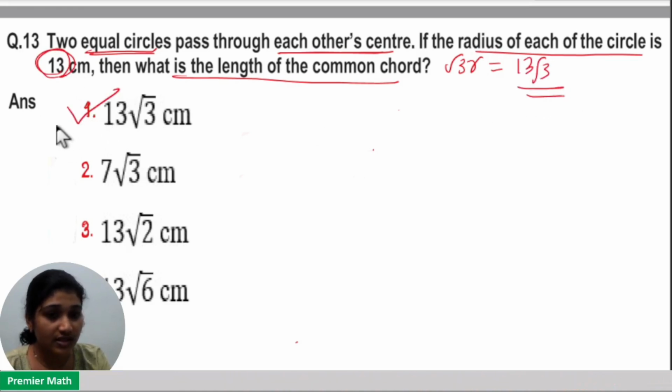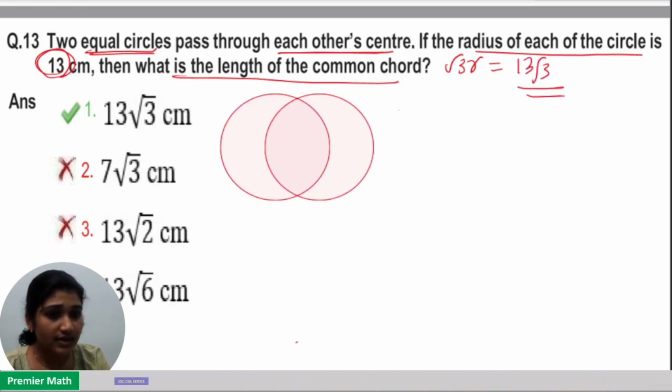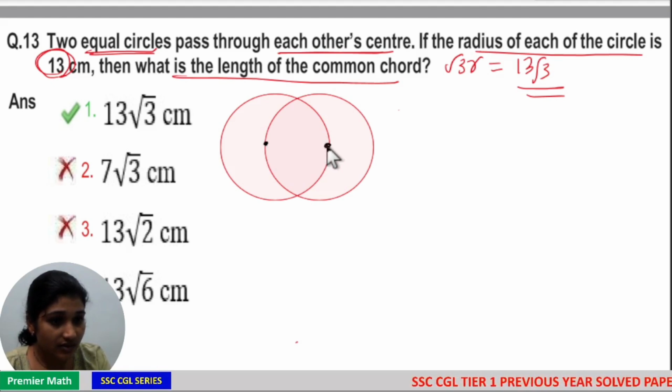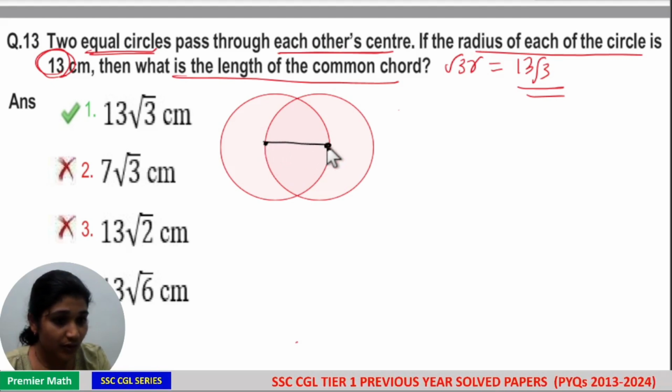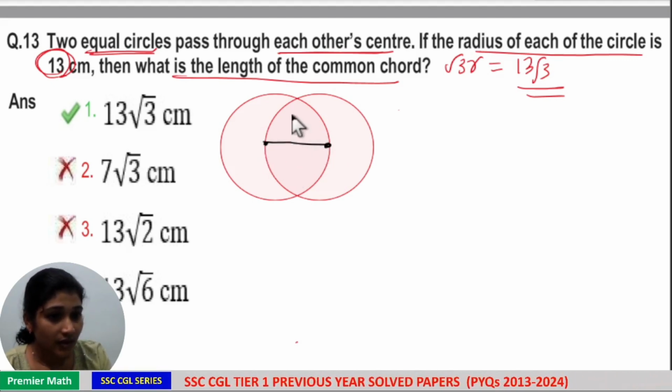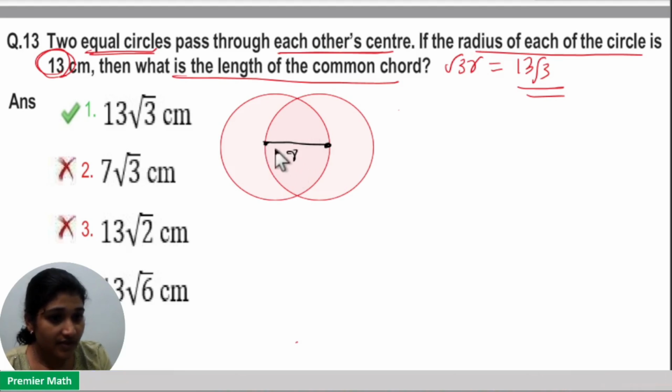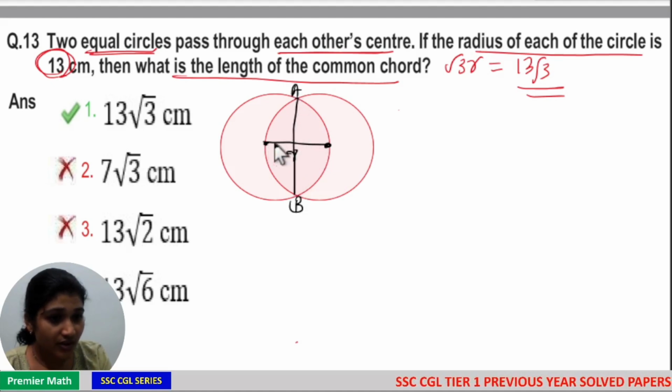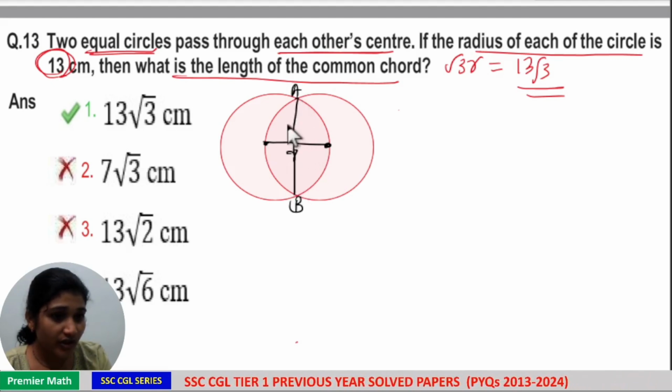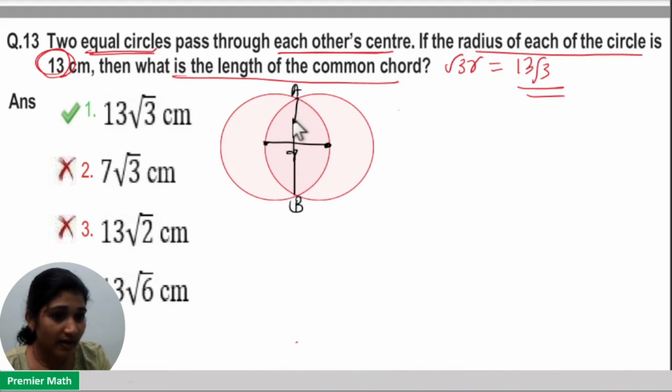If you want the concept, here these are two circles with equal radius passing through each other's center. This is the first circle's center, this is the second circle's center. Now if you join this line, this is radius r, that is from center to circumference, radius r. Now this is the common chord AB, and this line joining these two centers divides this common chord into two equal parts, that is, it bisects.